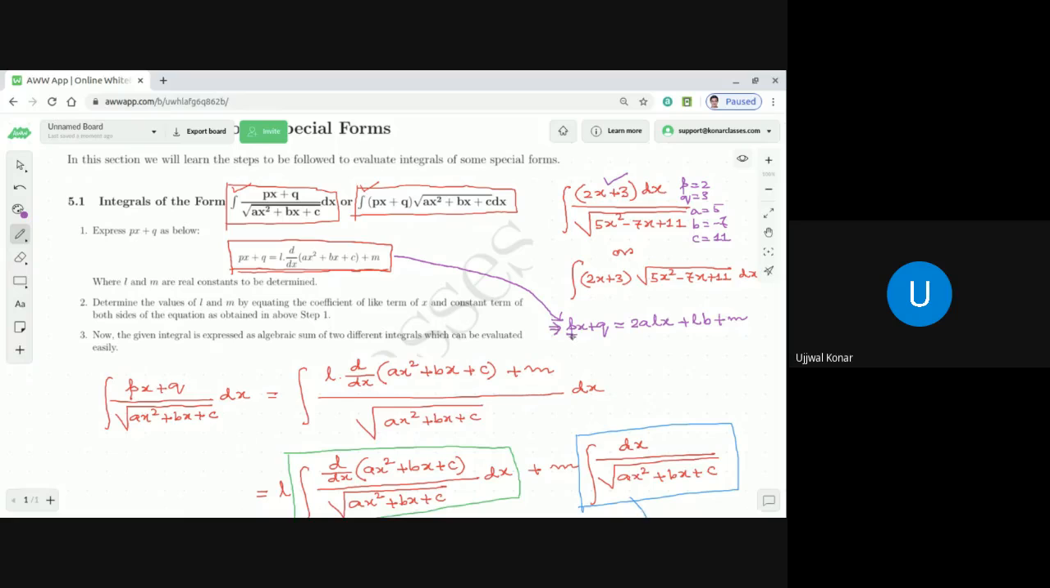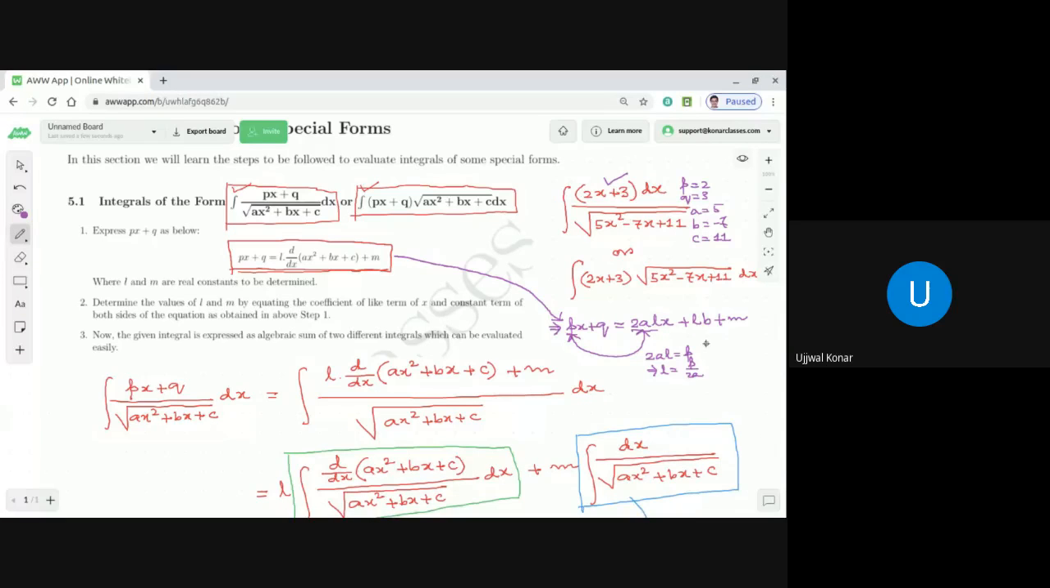Coefficient of x in the left hand side should be equal to the coefficient of x in the right hand side. So that means we are going to get 2aL equal to p. So from here you find the value of L is equal to p by 2a. In fact, you can remember that L equal to p by 2a.